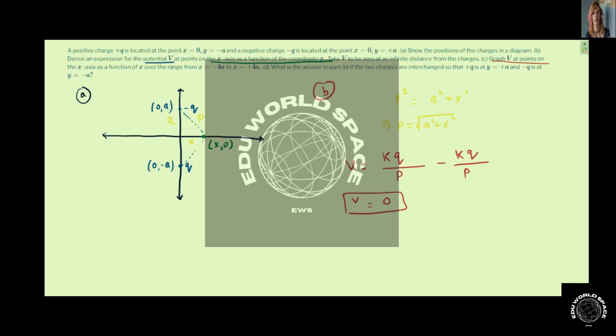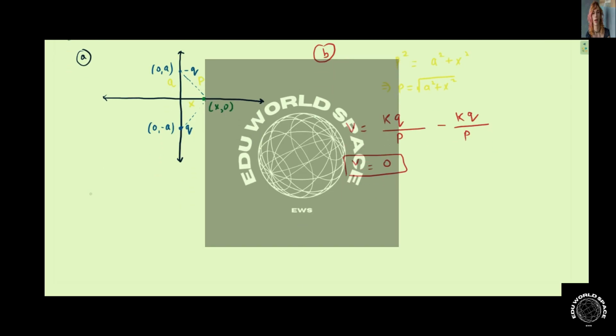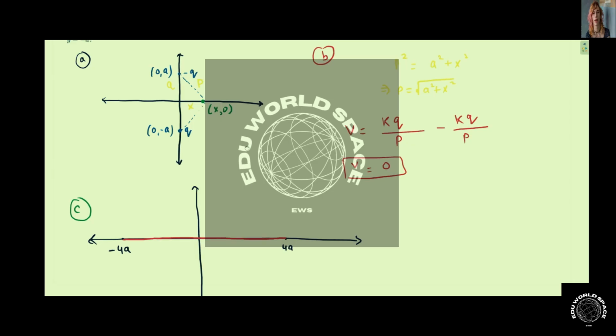The next part asks to graph V at points on the x-axis as a function of x for the range minus 4a to 4a. So definitely the graph will look like a straight line. So if we have to graph it from minus 4a to 4a, this is where minus 4a is, this is where 4a is, this is the coordinate plane, these are the axes. So if we graph it, it's going to lie exactly on the x-axis because the potential is nothing but zero. So the graph is going to be a straight line as good as this.